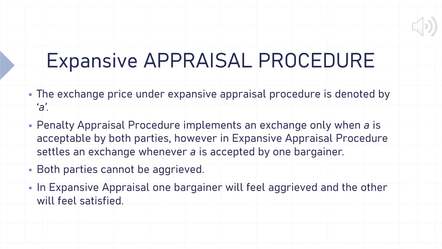When in fact only one bargainer views A as acceptable, the other bargainer will be aggrieved. Never can both bargainers be aggrieved, however, because the procedure does not force a settlement when both bargainers deem it unacceptable. Because one player may be forced to settle at a price less favorable than what it offers, the expansive appraisal procedure is not a true bargaining procedure. Still, this procedure is not an arbitration procedure either, because there is a possibility that no settlement will be reached.